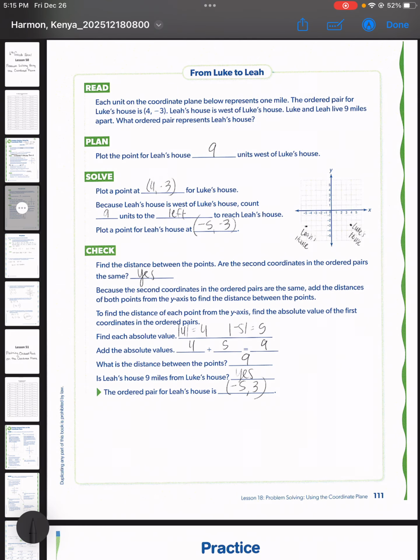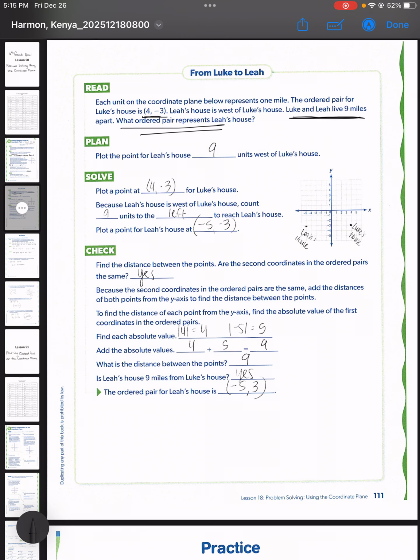When they jump into the second example, again, each unit on this plane represents a mile. The ordered pair for Luke's house is 4, -3. Leah's house is west of Luke's house, and Luke and Leah live 9 miles from each other. We need to find the ordered pair for Leah's house. So first we're going to plot Luke's house, which is done. And then we need to figure out where Leah lives. And so we're going west.